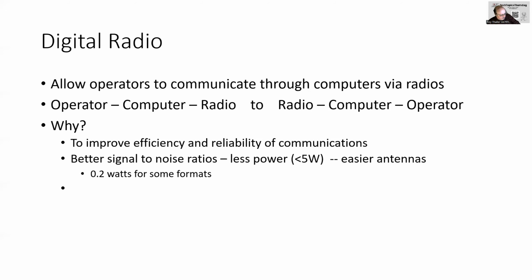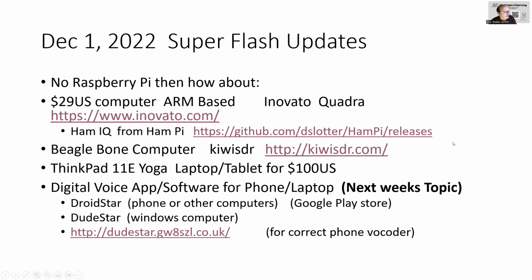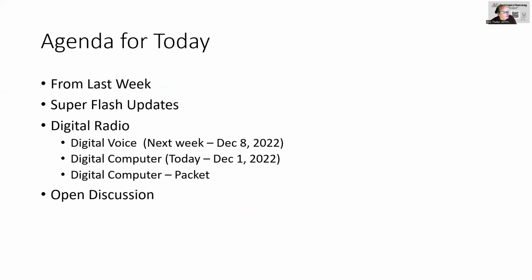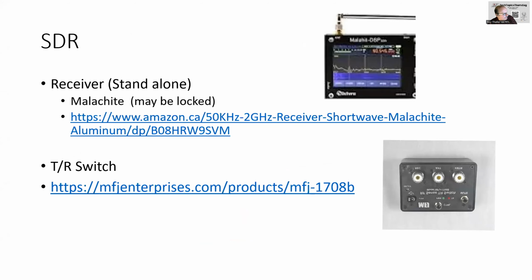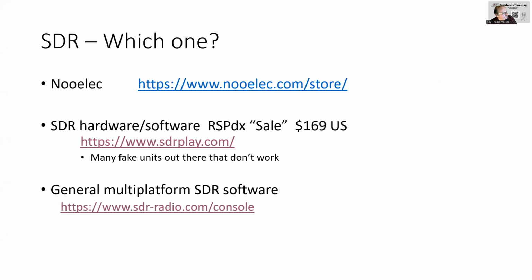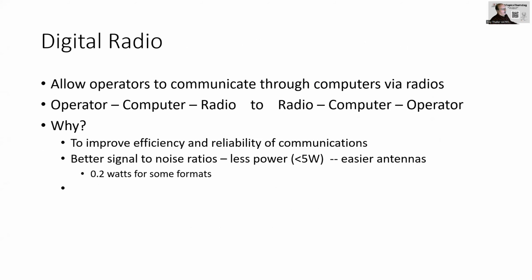So, as I mentioned before, there are basically three types of digital radio: digital voice, digital computer, and digital computer packet. So today we're going to talk about digital computer, and then next week we're going to talk about digital voice. So basically, it allows operators to communicate through computers via their radio.